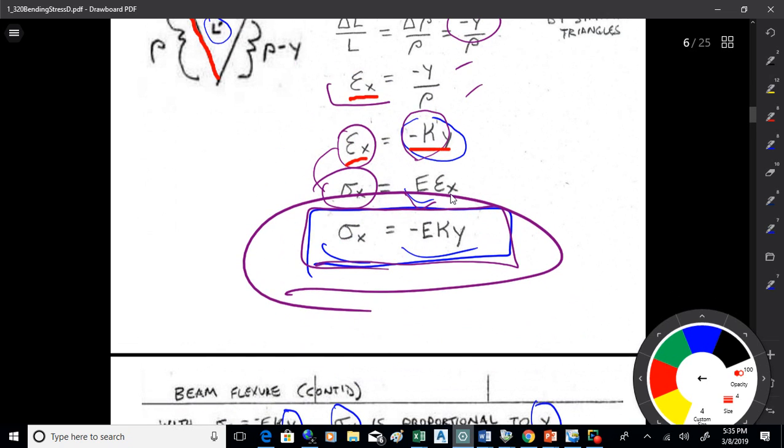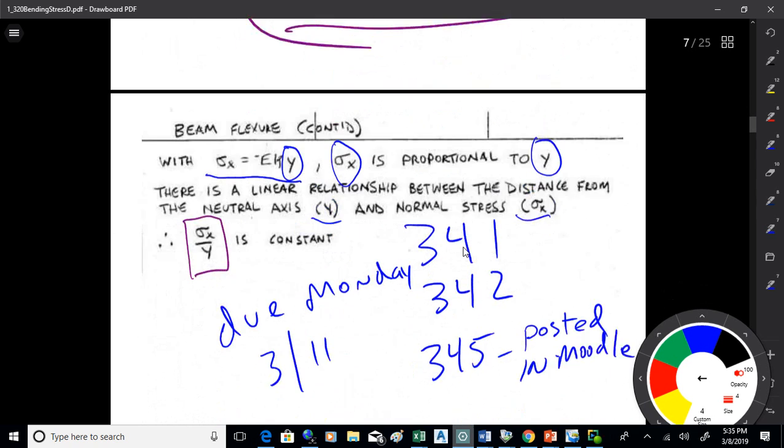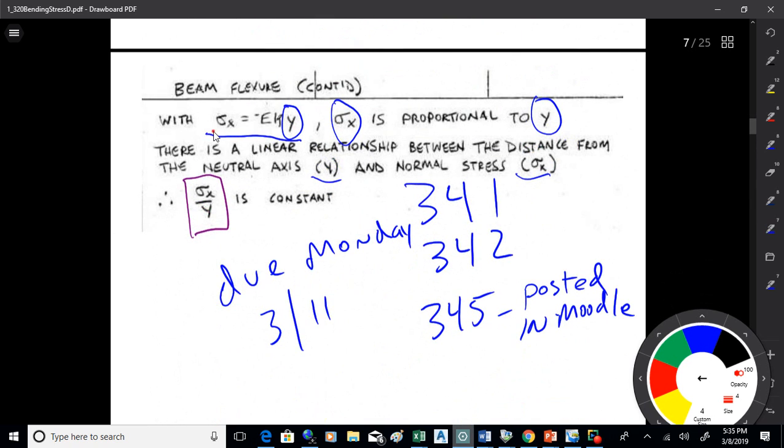Now we can multiply both sides by E and get to the stress. So the stress is negative E kappa y. Now, the key thing on this is that the stress is proportional to the distance from the neutral axis. So the ratio of sigma x over y is a constant. Okay?